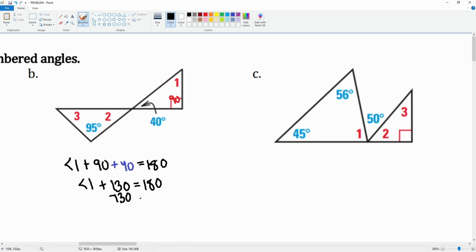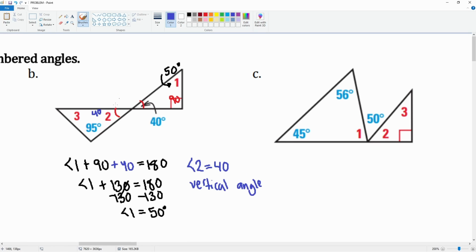Subtract 130 from both sides. This cancels. Angle 1 is equal to 50 degrees. So we know that this is 50 degrees right here. Because this is angle 40, by vertical angles this is also going to be 40 degrees. So we can say angle 2 is equal to 40, and this is because of vertical angles.